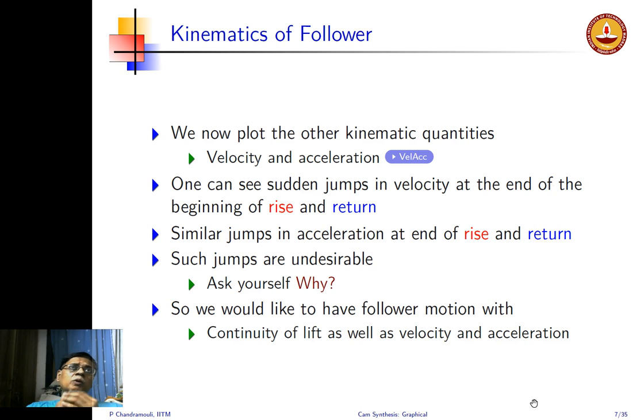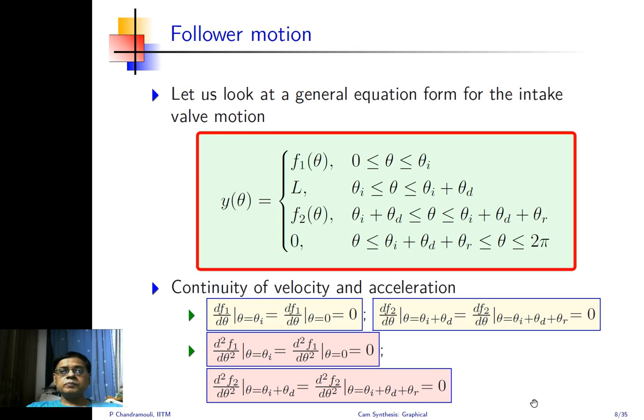I would rather have a follower motion with continuity of lift as well as velocity and acceleration. That means I demand not only that y of theta should be continuous, but at every point y prime of theta, which is related to the velocity, and y double prime of theta, which is related to the acceleration, all of these should be continuous. So I'm going to propose a general equation for the intake. Of course, please remember I told you this at the beginning of last lecture also. I'm assuming that there are two dwells because I'm modeling an intake valve.